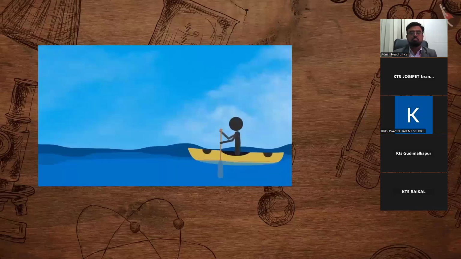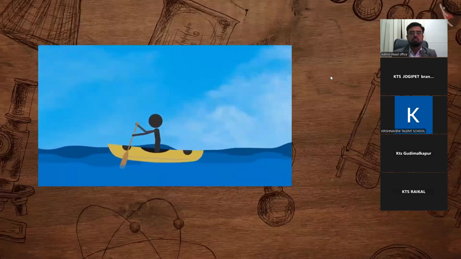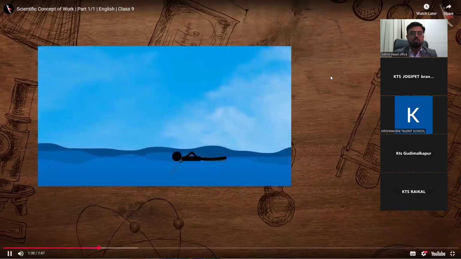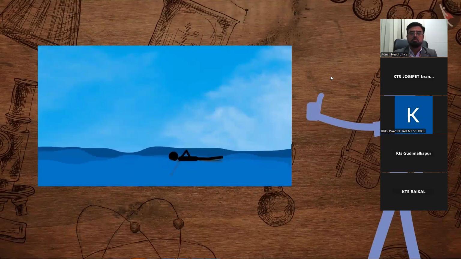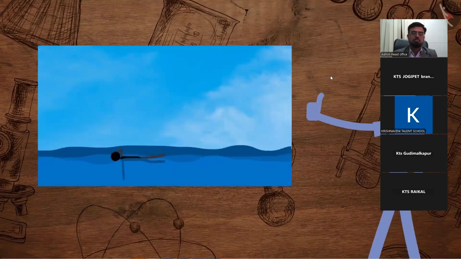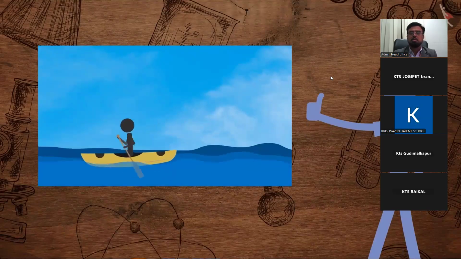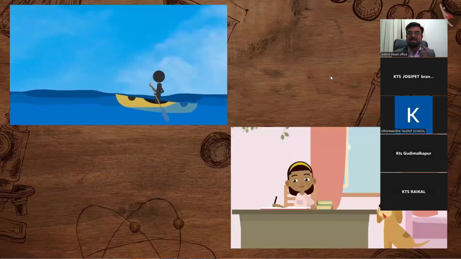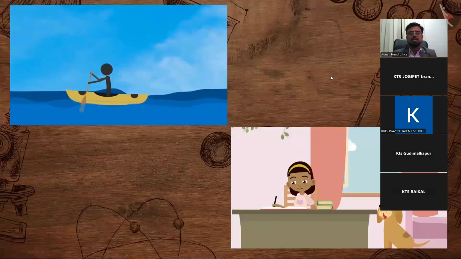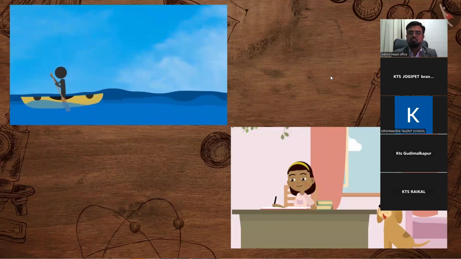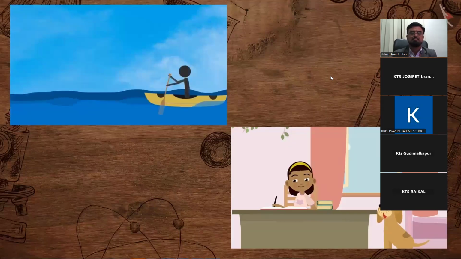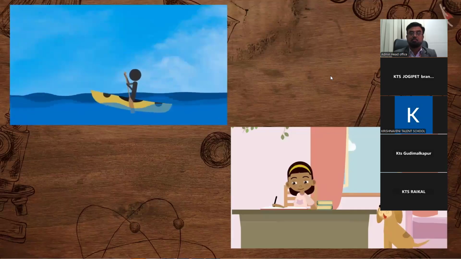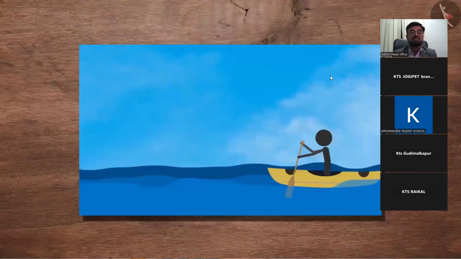Now, suppose you are rowing a boat or you are swimming in a river. In these cases, both you and science would consider it as work done. In our daily life, we consider both mental and physical effort as work. But science defines work quite differently. We feel that mental work is also work, but science is different.